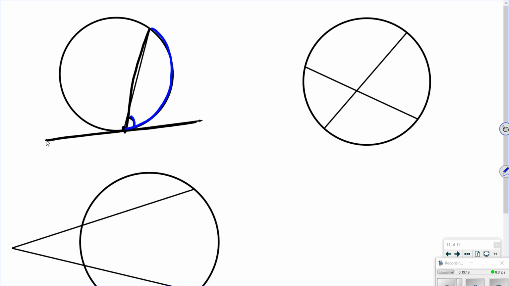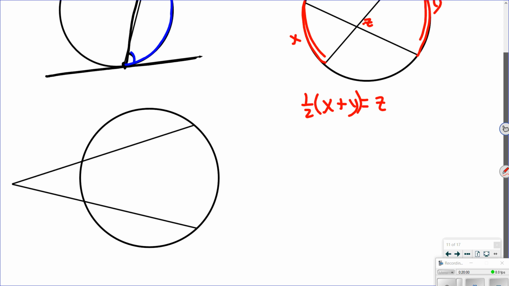If you have something like this, where two chords cross on the inside of the circle, if I take this arc plus this arc and divide it by 2, or take half of it, it's equal to this angle right here. So let's number this off. Let's say this arc is x, this arc is y, and the angle is z. What the theorem says is if I take the two arcs, x plus y, and take half of that, or divide it by 2, that has to equal the angle, which is z. Okay, so that arc plus that arc divided by 2 equals that angle.